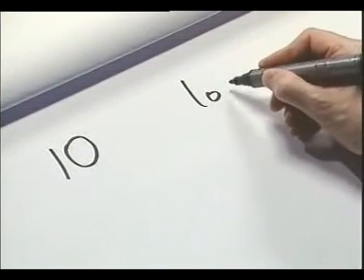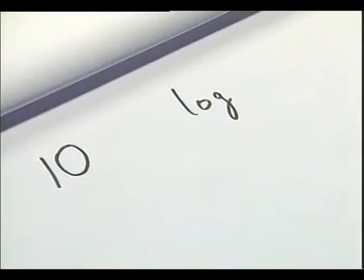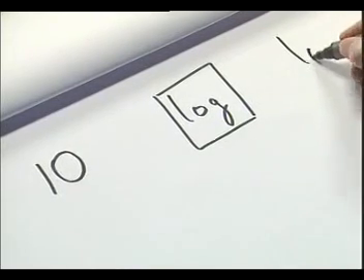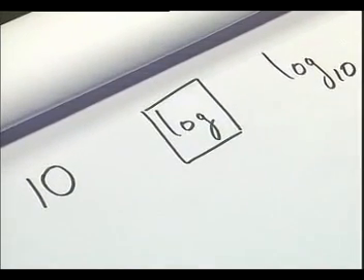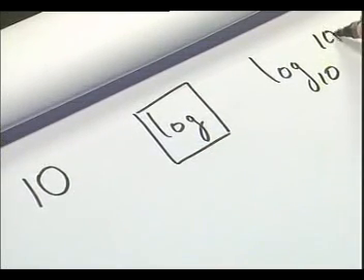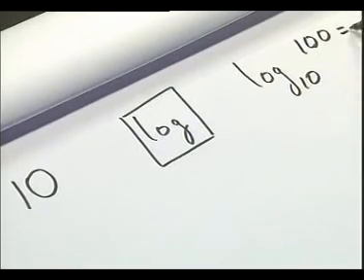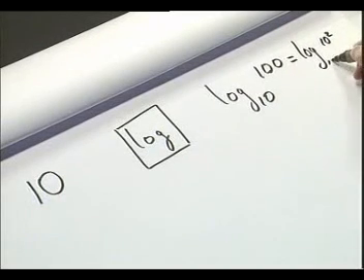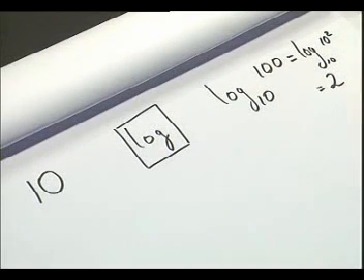If you look on your calculator, you will see a button that's labelled log, just log. That button gives you logs to base 10. So for instance, if you put in 100 and press the log key, it will give you the answer 2, because the log of 100 to base 10, that's the log of 10 squared to base 10, clearly gives us 2.